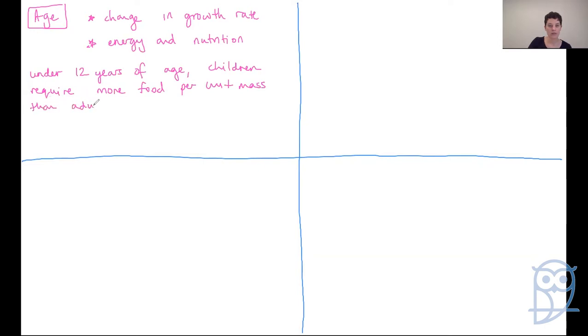than adults. So what we're saying is if we added up the weight of the food that the child eats, over the child's body weight, what we would find is that this is larger than what the adult eats divided by their body weight.